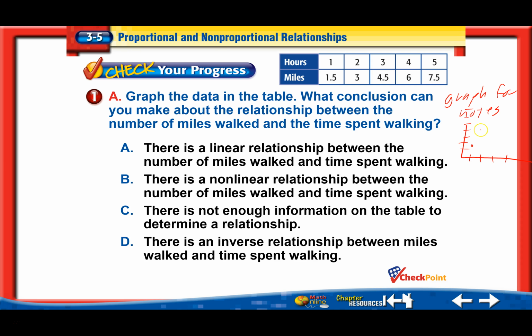If I go over 2, I go to 3. If I go over here, it goes to 4.5 and goes up to 6. I know it's not a great line, but that looks like a straight line. So I'd say that this is a linear relationship between the number of miles walked and the time spent walking.